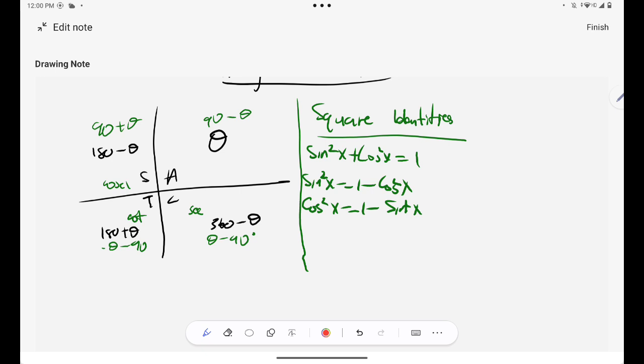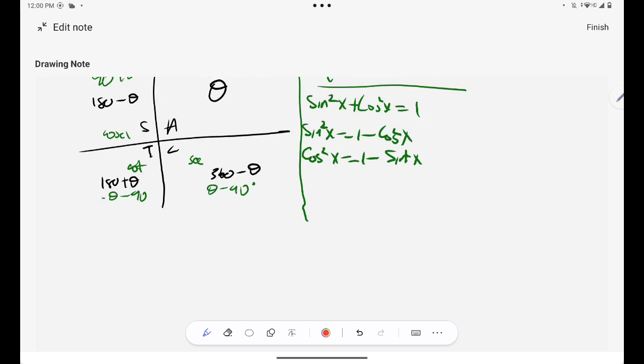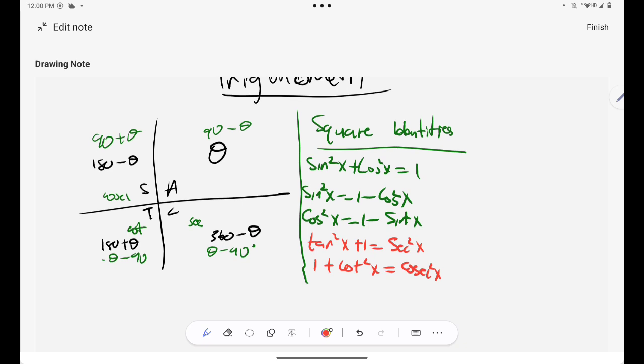And then we have other square identities, whereby tan squared x plus 1 is equal to sec squared theta, then 1 plus cot squared theta is equal to cosec squared theta, all together.